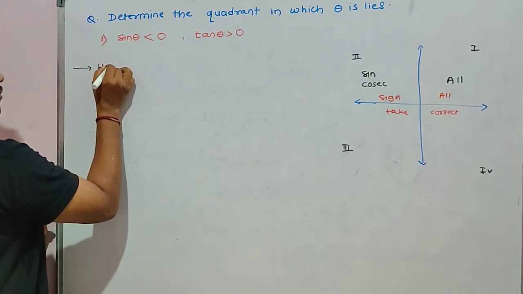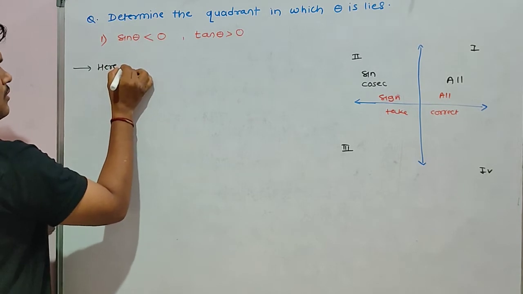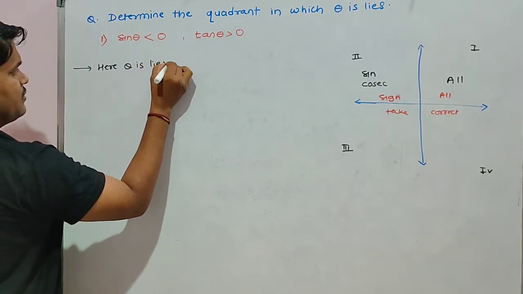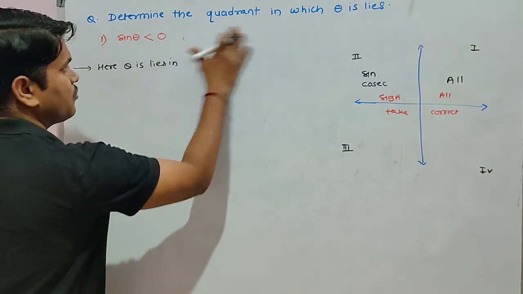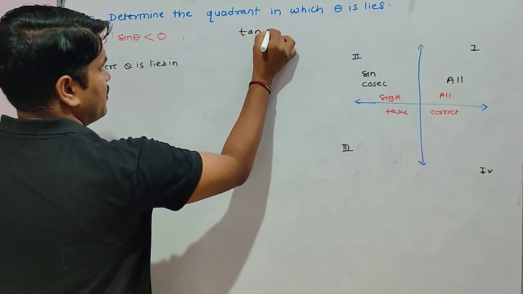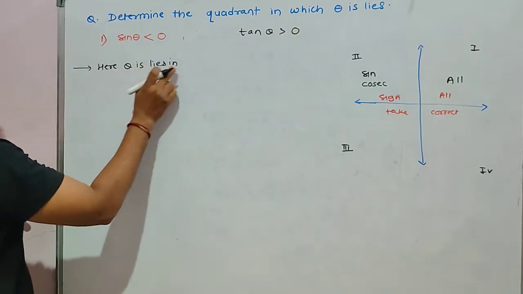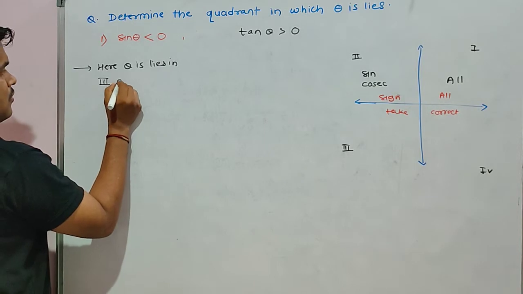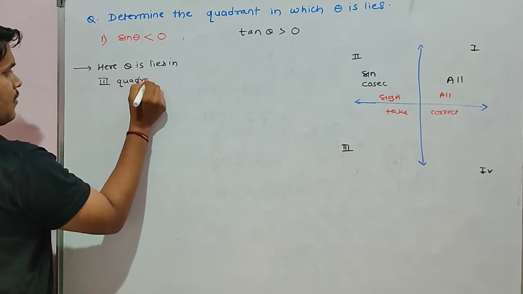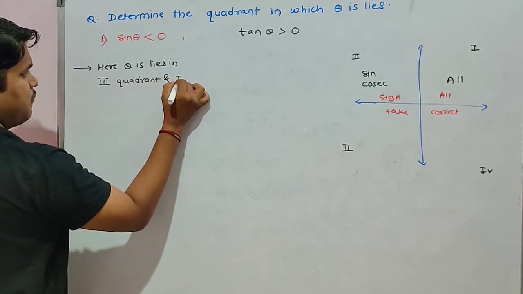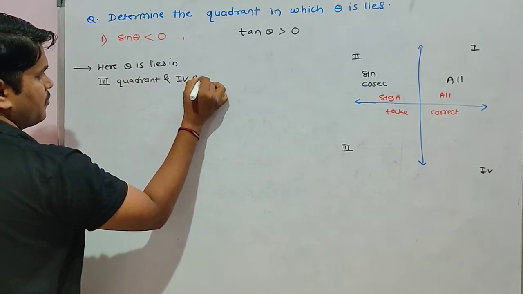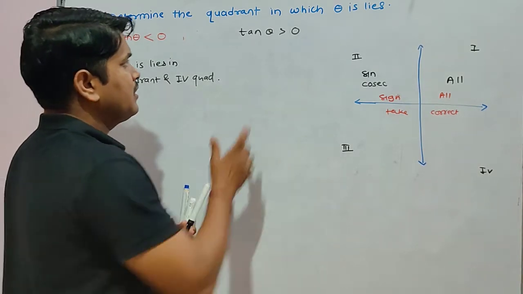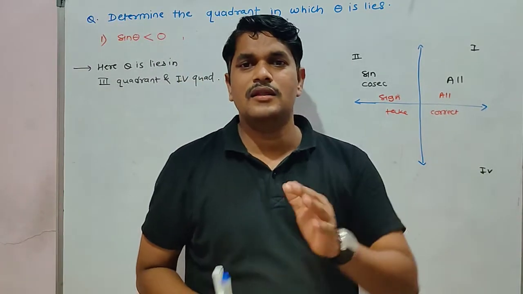So here we can write, for the first condition, theta lies in the third quadrant and fourth quadrant. Understood? Same. Now for tan theta is greater than 0.